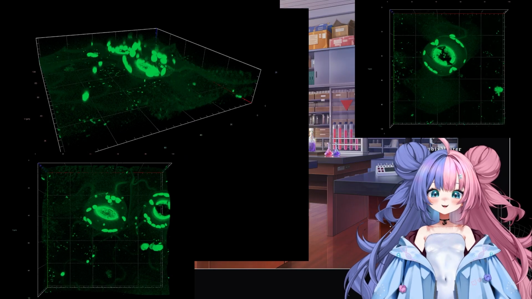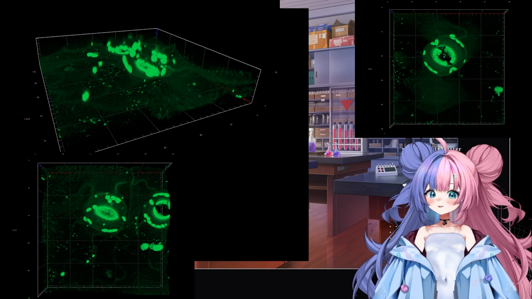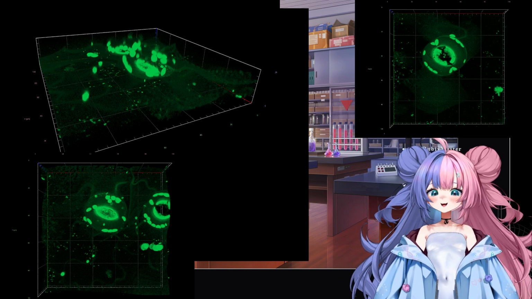So cool! Oh my god! It's like a disco party for bacteria!